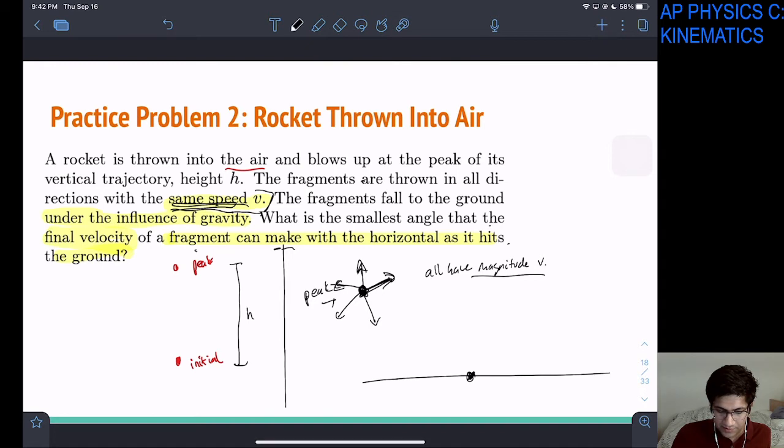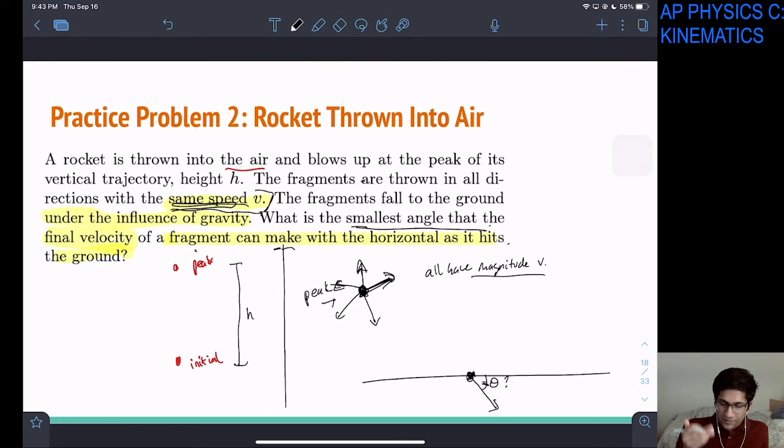as it hits the ground. So it's not like when it falls on the ground, it's not moving. As it hits the ground, it's going to have some velocity vector like this here. And we're being asked, what is the smallest angle that it can make with the horizontal? So what is this smallest angle here?